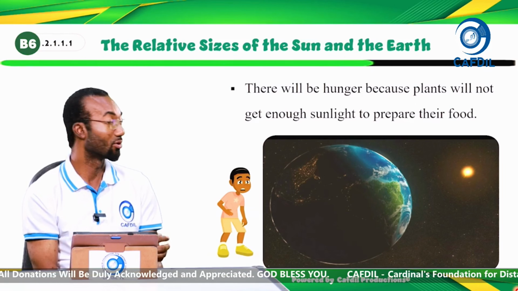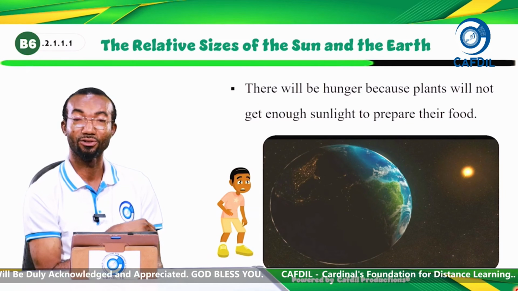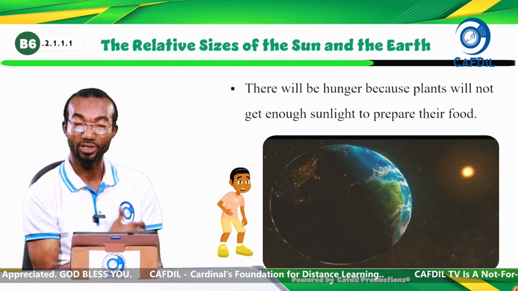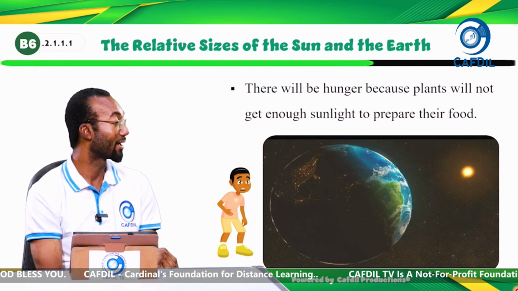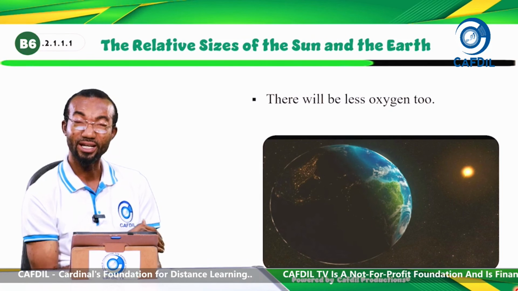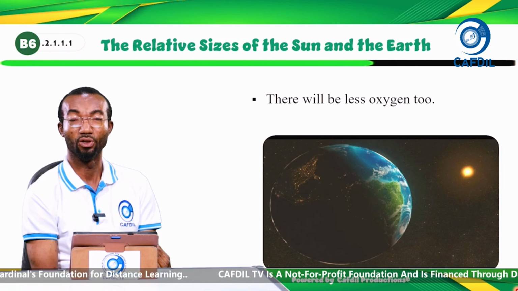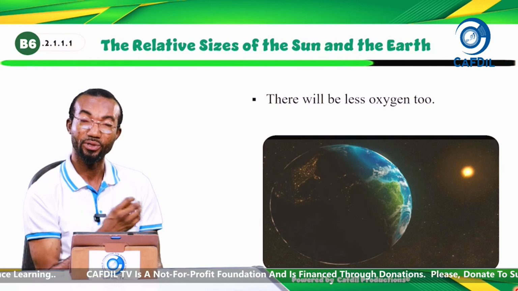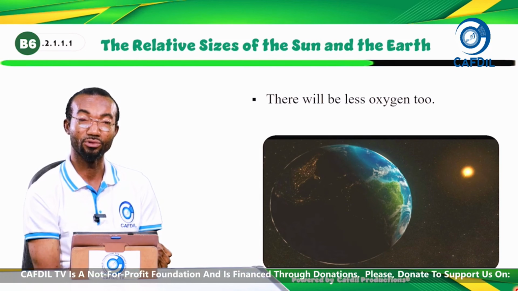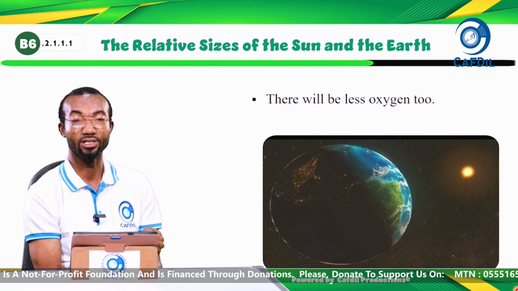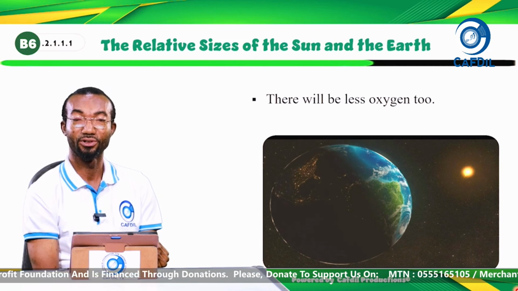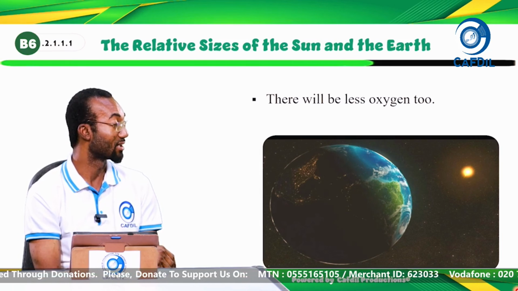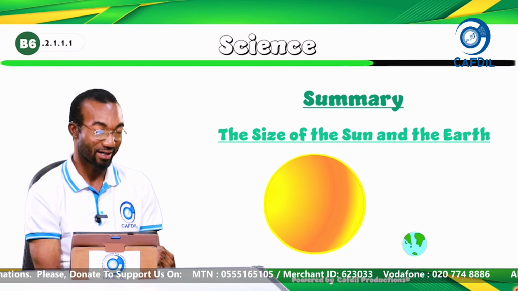So if the plants do not produce enough food that we can also depend on, then it means that we will die out of hunger. There will be less oxygen too. Animals breathe in oxygen. Human beings also breathe in oxygen. And we get oxygen when plants prepare their food; they bring out oxygen as waste. So if plants don't get enough sunlight to prepare their food, that means there will be less oxygen, and it will affect life on Earth.